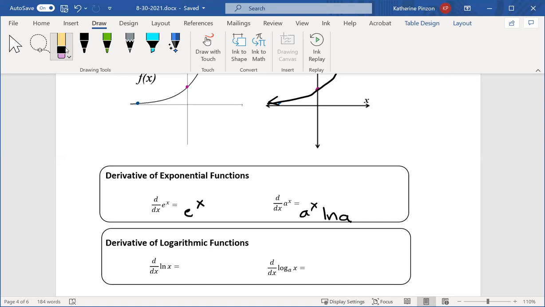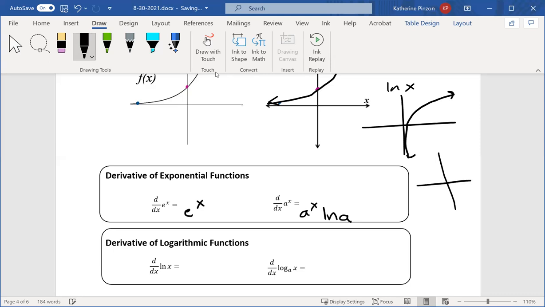Okay, let's talk about natural log of x. Who knows what the graph of natural log of x looks like? Kind of like e to the x. Let's start at the negatives. It has a vertical asymptote at x equals 0. Remember, e to the x and natural log of x are inverses of one another. So this has a vertical asymptote at x equals 0.